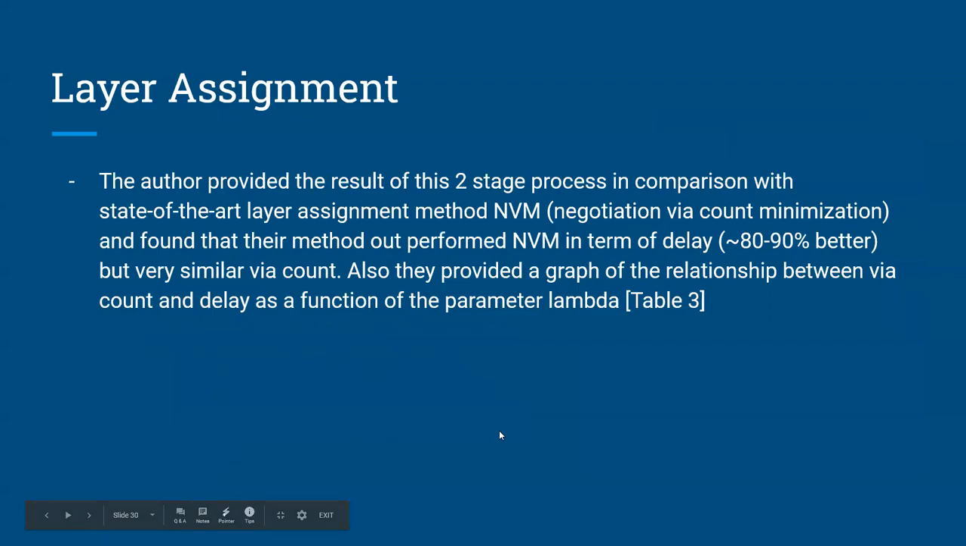And the author provided the result of this two stage process in comparison with a state-of-the-art method, which is NVM, negotiation via count minimization, and found that their method outperformed NVM in terms of delays. They claim 80 and 90% better, but they have a very similar via count. So probably their vias are placed in places which are a lot better, and the layers are assigned much better than the NVM algorithms.